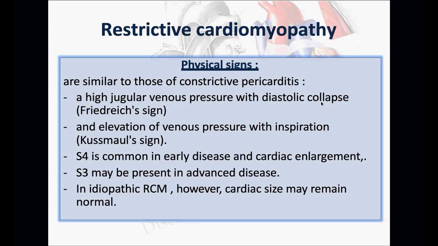The clinical features or physical signs of restrictive cardiomyopathy are similar to constrictive pericarditis. It leads to high jugular venous pressure with diastolic collapse, called Friedreich's sign. Also, there is elevation of venous pressure with inspiration, or called Kussmaul sign. S4 is common, and S3 may be present in advanced disease. In idiopathic restrictive cardiomyopathy, cardiac size may remain normal, and it is one of the causes of heart failure with normal size heart on X-ray.